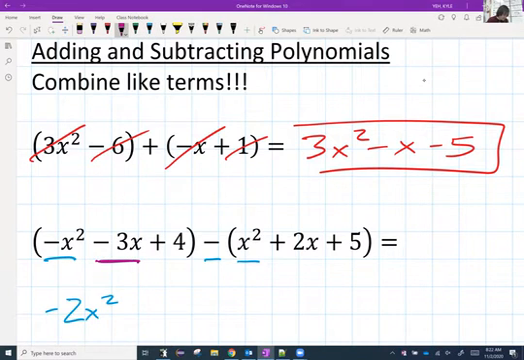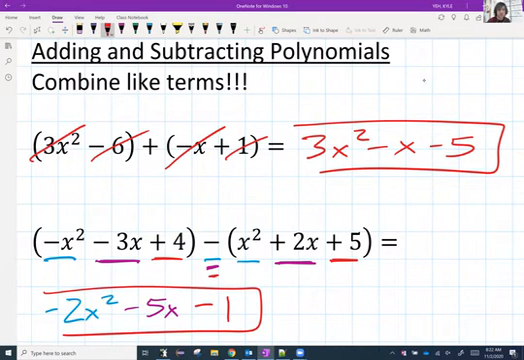Negative 3x minus positive 2x is going to be negative 5x. And we just have to make sure that we always use that minus. Minus 5x. Plus 4 minus a positive 5, so 4 minus positive 5 is minus 1. And we just want to make sure we're using that minus every time, because we are subtracting that entire second polynomial. So negative 2x squared minus 5x minus 1.